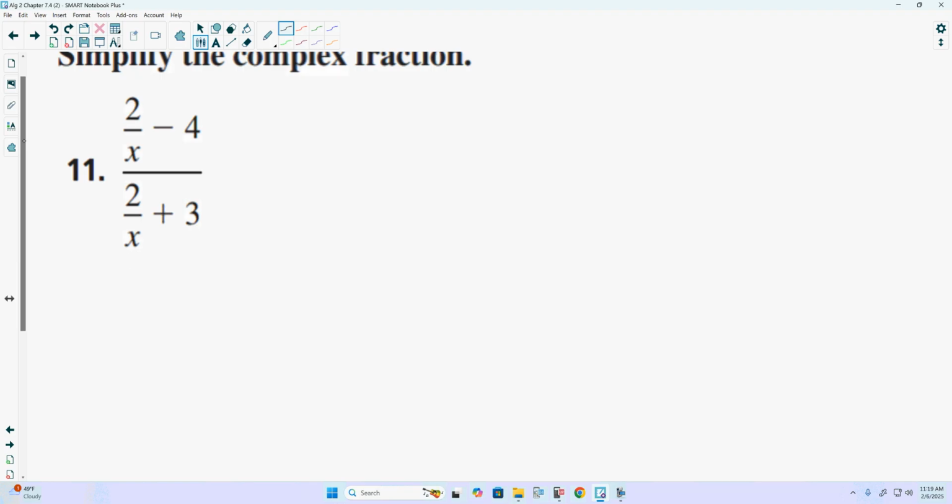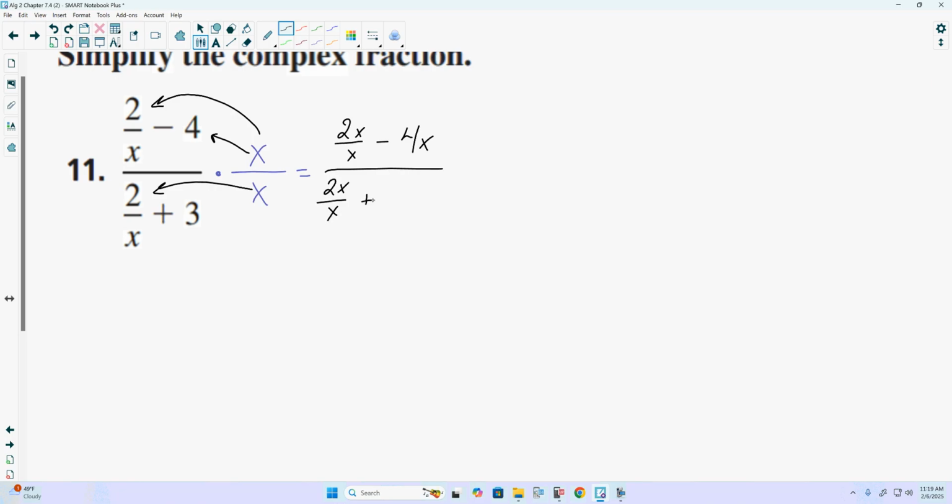So for the next one, the least common denominator would just be x. And if we multiply through the top and bottom by x, let's focus in. Our 2 over x times x is going to be 2x over x minus. Now, even though it doesn't have a denominator, it's just going to multiply with the 4 and give us 4x. For the denominator, we're going to do the same. We have 2x over x plus our 3 times x is going to be 3x.